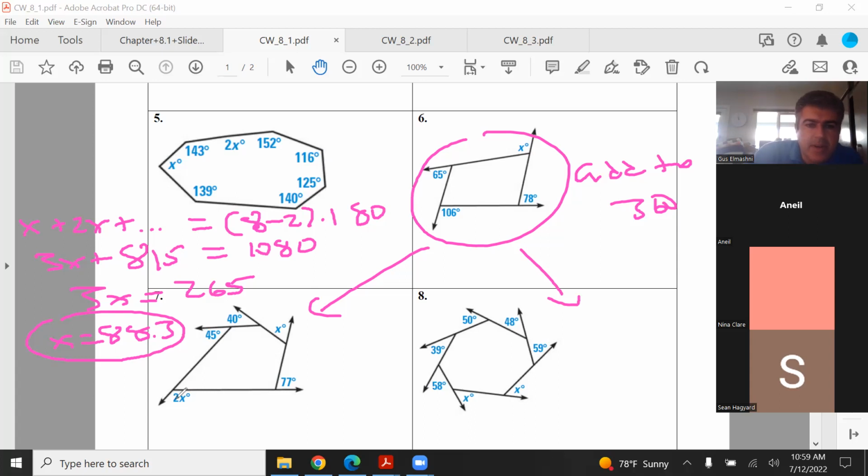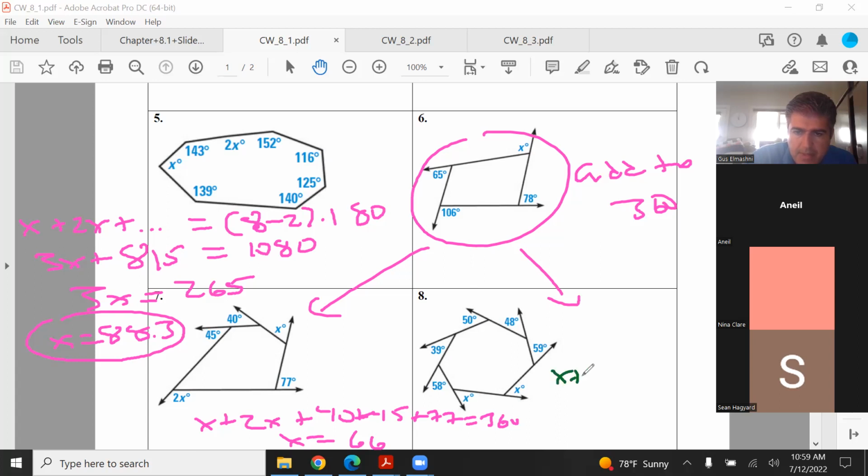Okay, so this one here, you're gonna have x plus 2x plus 40 plus 45 plus 77 equals 360. If you work it out correctly, you should get 360 minus 40 minus 45 minus 77 divided by 3. Should get 66 for this one.